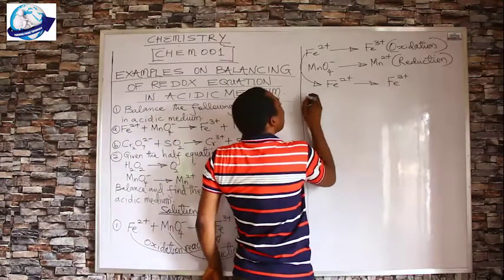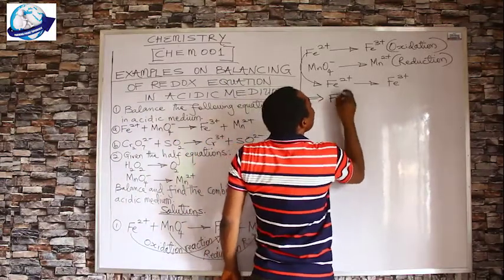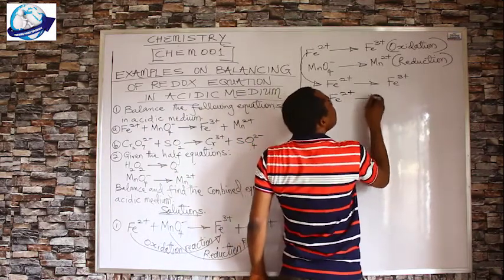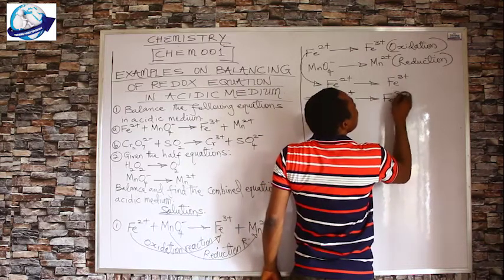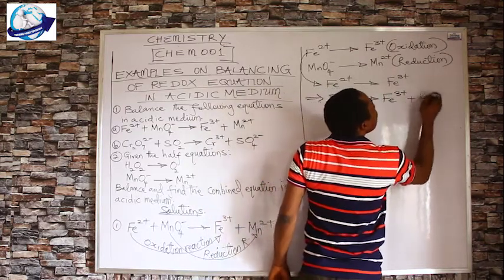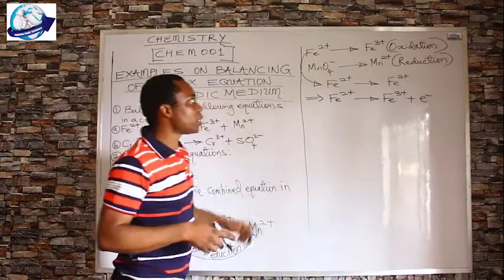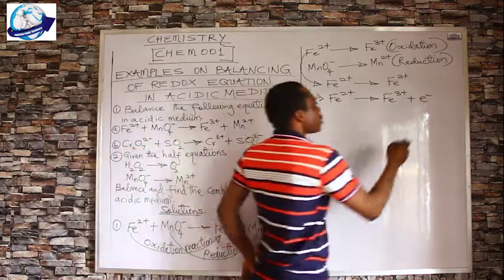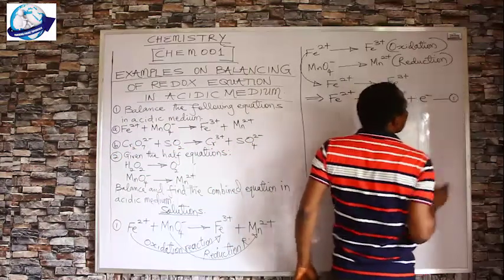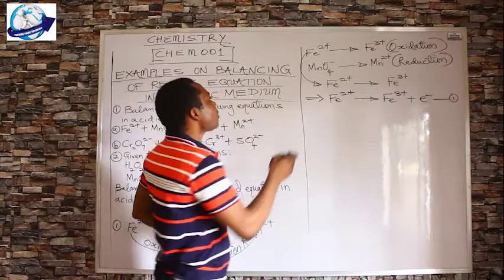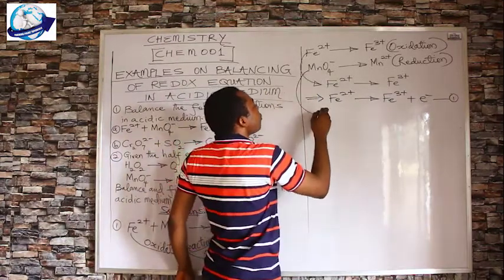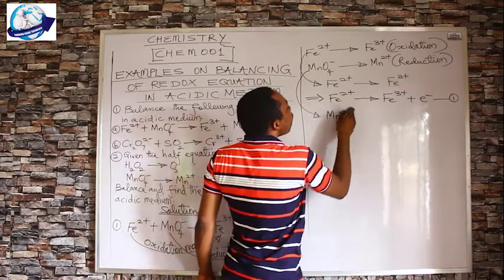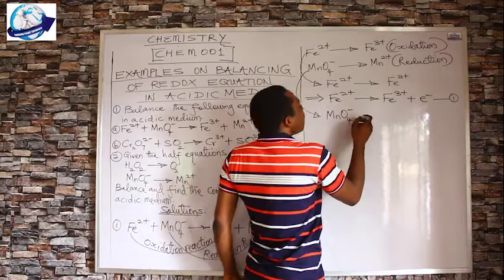Then what we do right now, it implies here that Fe2+ yields Fe3+ plus an electron. Then right here we can say that this oxidation reaction is already balanced. Let's call it equation 1. Then for the other side, for the second equation, the reduction half reaction, we have MnO4- yielding Mn2+.